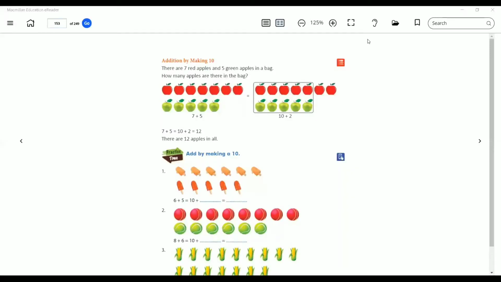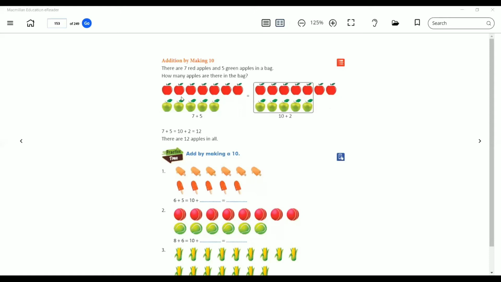So children, the next topic for today's session is addition by making 10. In this type of method, we add the numbers by regrouping. In regrouping, we have to make a group of 10 objects. Okay. Suppose, for example, in the first row, how many red apples do we have? 1, 2, 3, 4, 5, 6, 7.